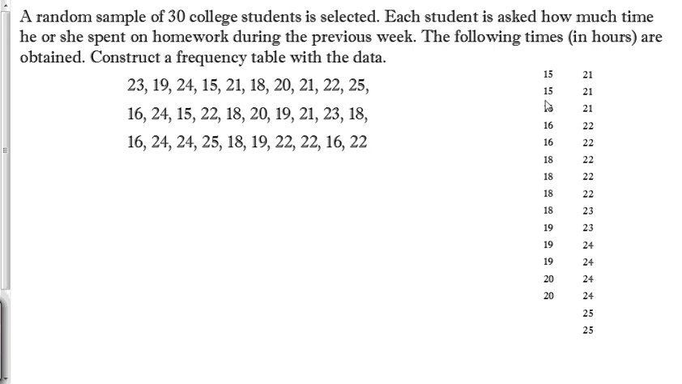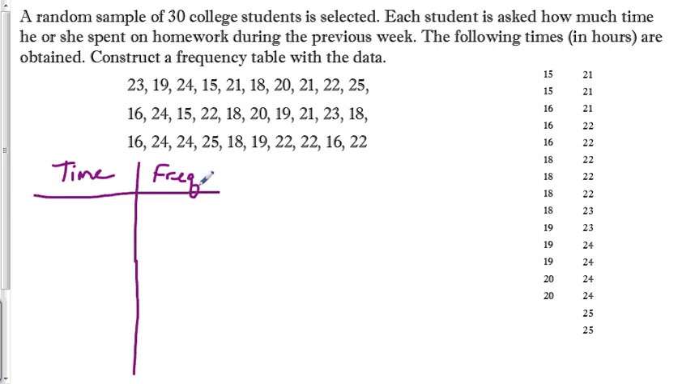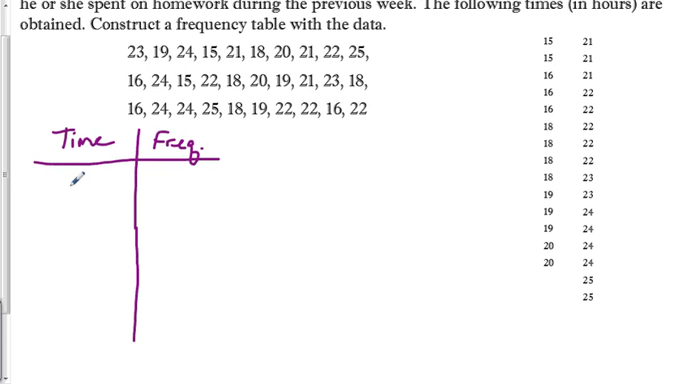Now that we have taken a moment to list our values in ascending order, we see that we have a minimum of 15 and a maximum of 25. So in order to construct our frequency table, we're going to set up our list, the time it takes, and then the frequency associated with each of those. Now we need to list everything out between 15 and 25, and then we'll count up how many of each that we have.